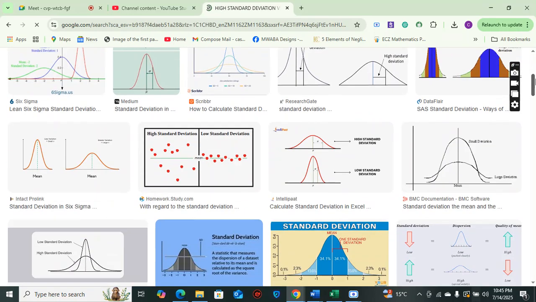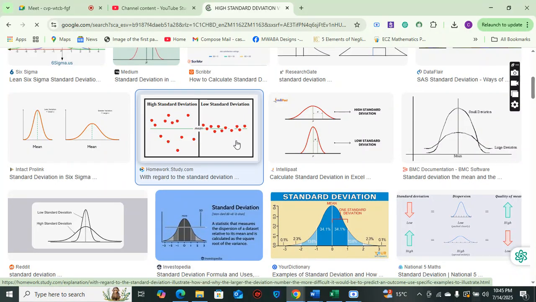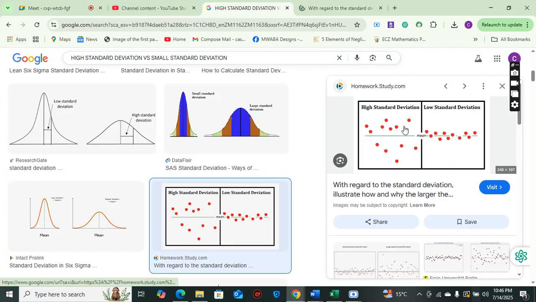Let's see, there's that. Colleagues, have you seen? The mean is this line here. With a high standard deviation, the points are far away from the mean. In this case, if we have a high standard deviation, it means our profits are going to be far away from the average profit. Then a small standard deviation: have you seen how close the points are to the mean?